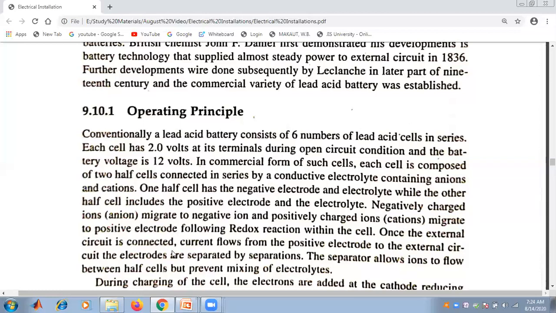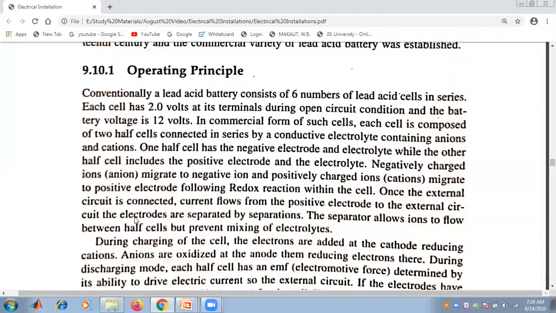Once the external circuit is connected, it will allow a current flow from the positive electrode to the external circuit. The electrodes are separated by the separator that allows ions to flow between half cells but prevents the mixing of electrolytes.